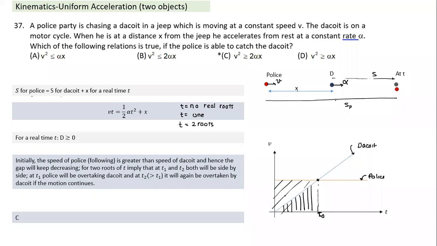Jaydeep, have you understood this figure? Yes, sir. You understood why it cannot catch after t0? Yes, sir. And in the graph also, that's why I'm trying to explain. When we get two real roots, what is the significance of two real roots? Since the initial speed of the car is greater, the gap will keep on decreasing. What does two roots of t imply?